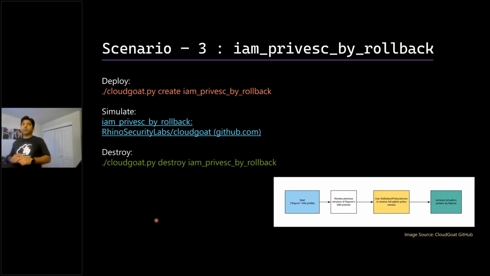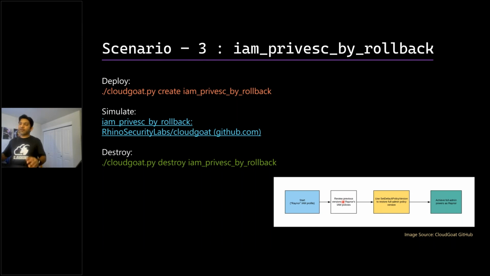All right, so let's talk about the last scenario here. This is fairly easy and a smaller one. In the previous scenario, we saw privilege escalation by attachment. In this case, we look into the rollback. Again, in this case, we are starting with the particular IAM profile called Brenner, and then this profile will start reviewing what are the previous versions of IAM policies that are accessible to him or her, and then once it identifies the previous version, it starts looking at what that policy constitutes.